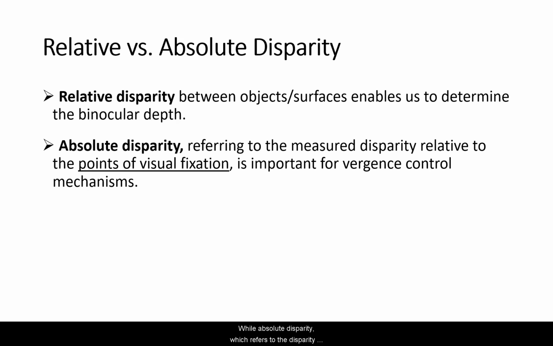Absolute disparity, which refers to the disparity measured relative to the fixation point, is used for vergence control. Absolute disparity cues evoke a strong response in the motion selective area MT, but the contribution of earlier visual areas in their encoding is not clear.